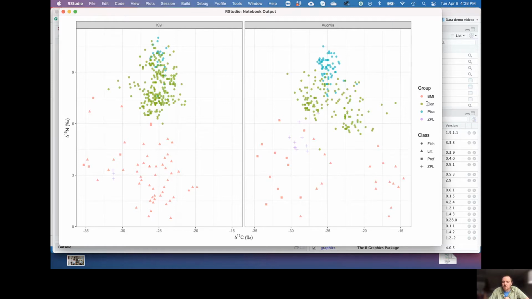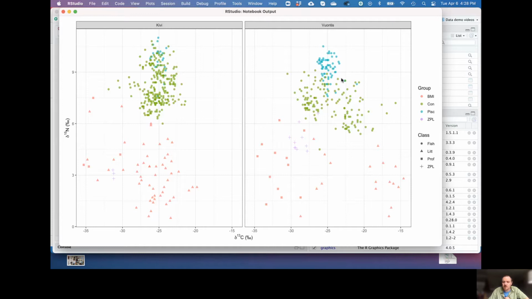We've got consumer fishes. Remember I mentioned that we've got two different groupings of fishes: consumer, so essentially they're feeding on invertebrates, and piscivorous fishes. What we see here is the consumer fishes sitting one trophic level above most of the invertebrates. And for the most part, the piscivorous fishes are at least at the higher end of this.